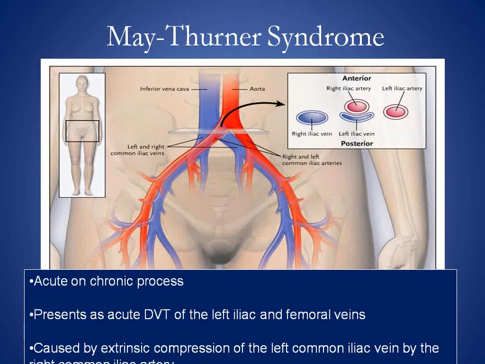And basically the treatment is what was done there. So to do lysis, to open up the vein, and then do an angioplasty or a stent to get the vein back to a normal size so that the clot doesn't come back.